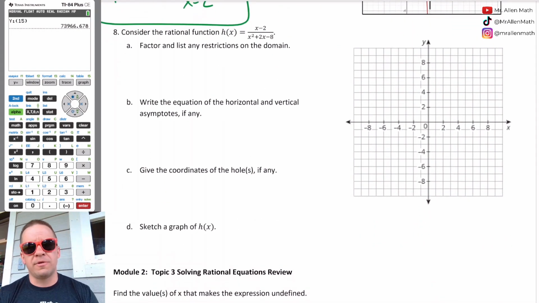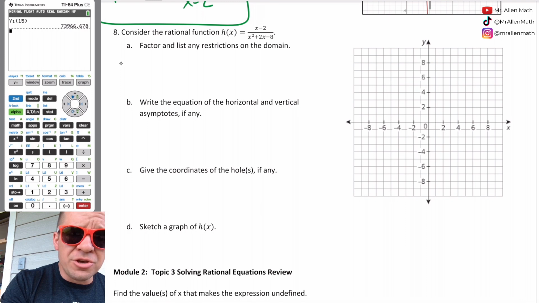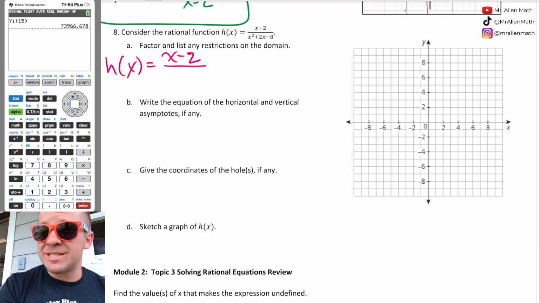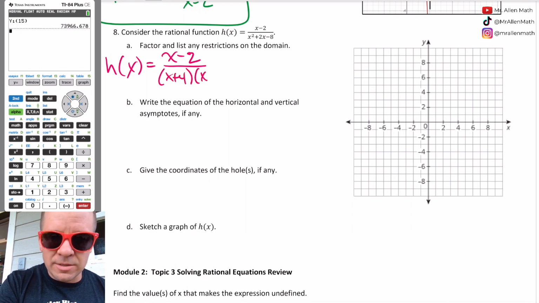Consider the rational function x minus 2 over x squared plus 2x minus 8. Factor and list any domain restrictions. I love factoring. You couldn't ask for a better time for me to factor here. I'm so excited for it. All right, so you have x minus 2, and then we have what multiplies to negative 8 and adds to 2. That's going to be x plus 4 and x minus 2.